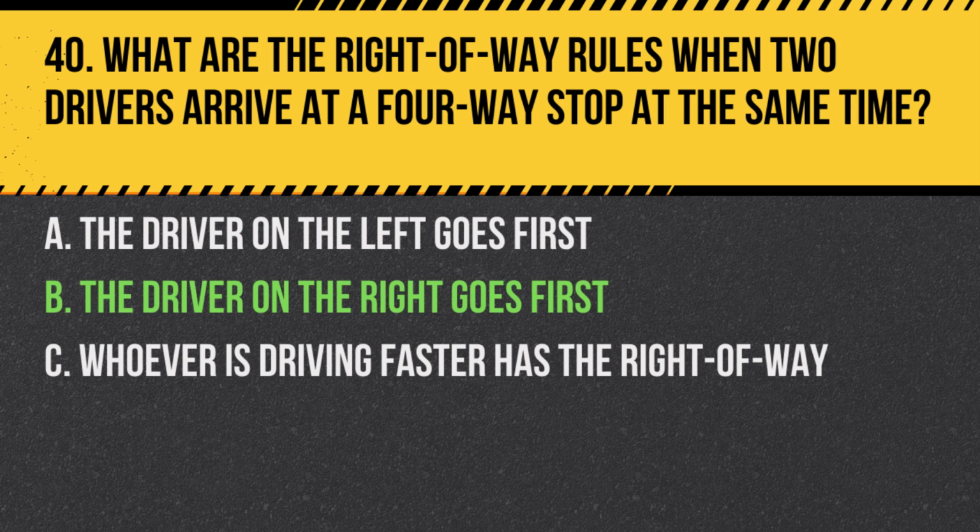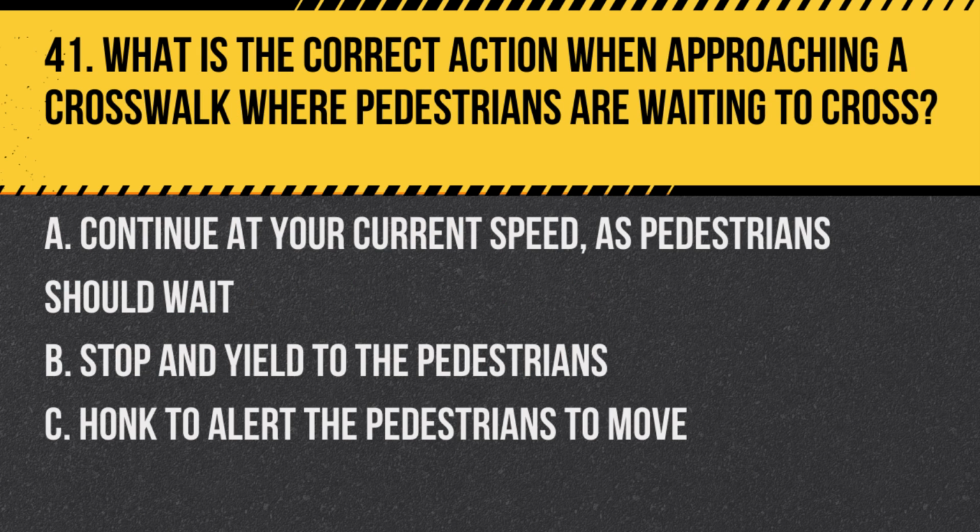Answer: B. The driver on the right goes first. At a four-way stop, the right-of-way is given to the driver on the right when two vehicles arrive at the intersection simultaneously.